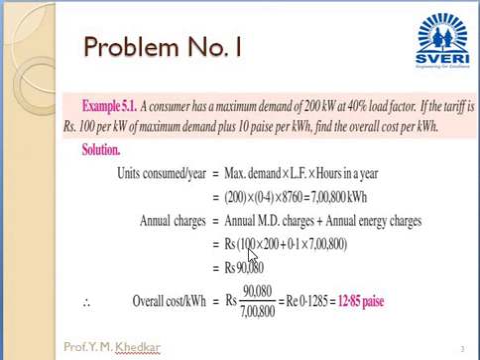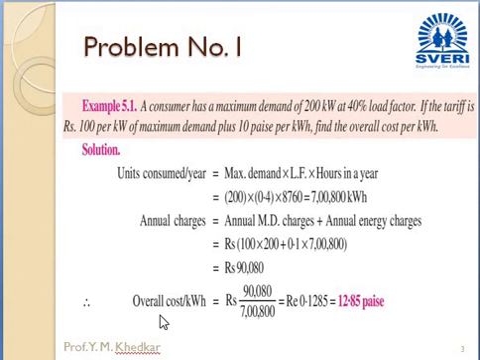So fixed cost will be rupees 100 multiplied by 200 kilowatt maximum demand, plus 0.1. Here paise are converted into rupees, that's why 0.1 has been written. So 0.1 multiplied by 7,800,000 units. So annual charges will be 90,080 rupees.